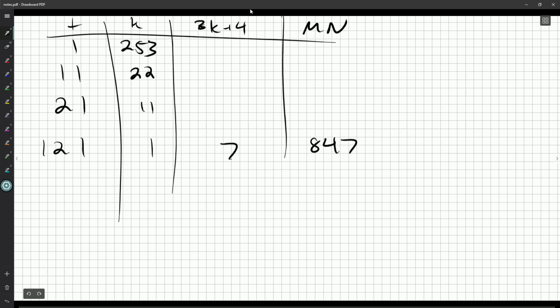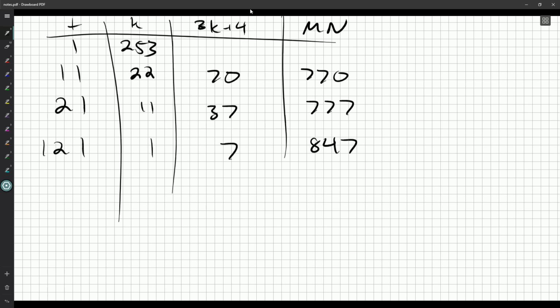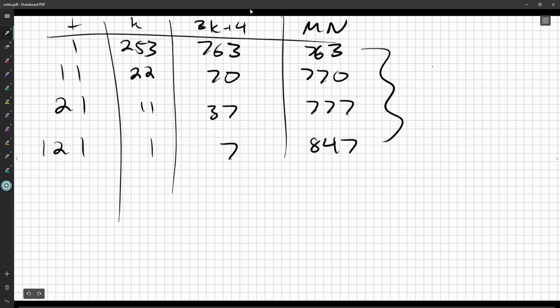11 times 3 is 33, plus 4 is 37. 37 times 21 is 777. 22 times 3 is 66, plus 4 is 70. I'm noticing a lot of 7s here. 70 times 11, it'll be 770. And 253 times 3 plus 4 is 763, times 1 is 763. So these are the 4 values of MN that MN can be.